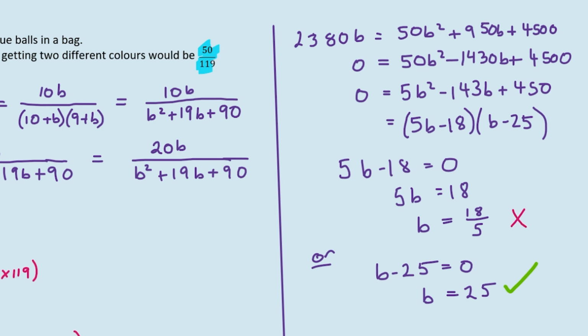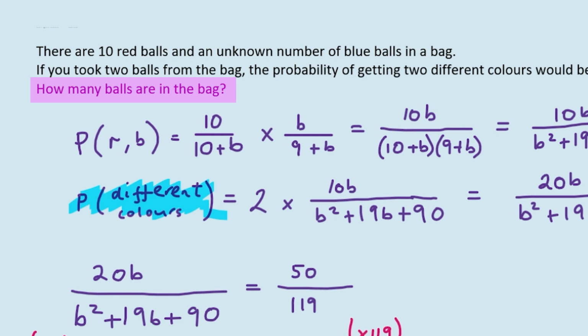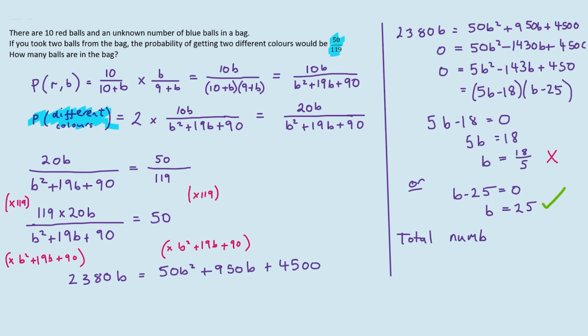So the only thing to finish off then is just to make sure that we've read the question correctly and that we're giving the answer that is required. And in this case, we were looking for the total number of balls in the bag. So there were 10 reds. We were told that in the question. We've just calculated there are 25 blue. That gives us a total of 35.